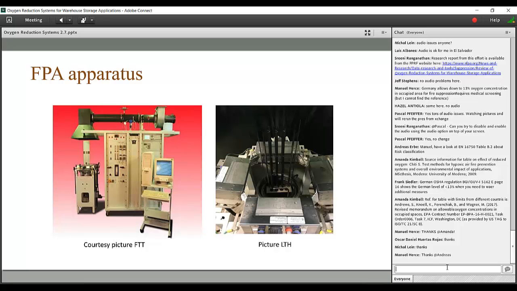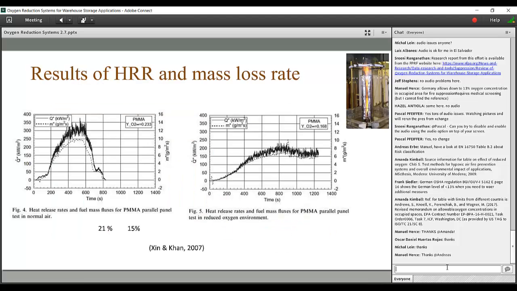What is important to mention also in this case is that this FPA apparatus gives the same results as heat release and mass loss rate, which can be seen on the picture. To the left is the heat release and mass loss rate for a PMMA in normal air. On the right, the heat release, which is the more noisy signal, and the mass loss rate is given for PMMA in a reduced oxygen, roughly about 15%. And you see also in both graphs it's the same scale, so it's easy to compare them.